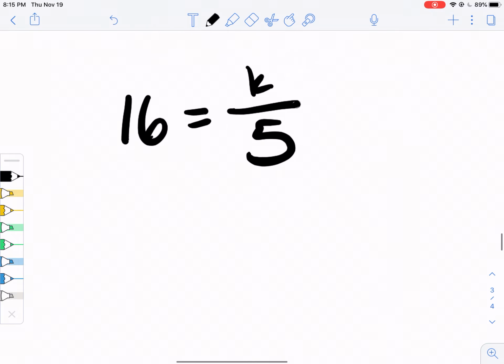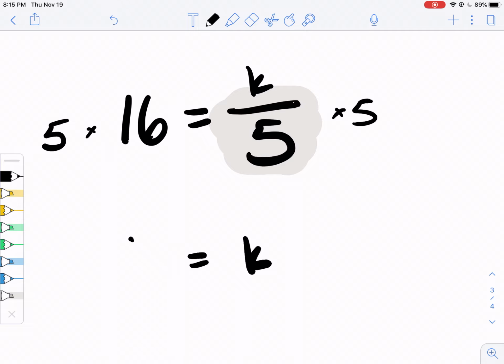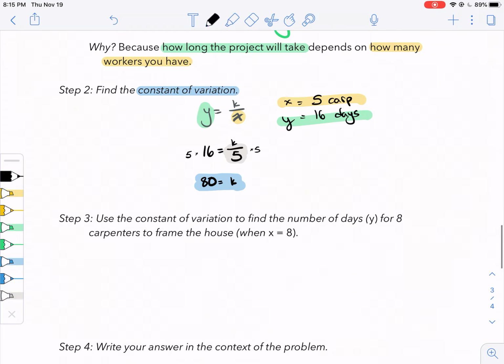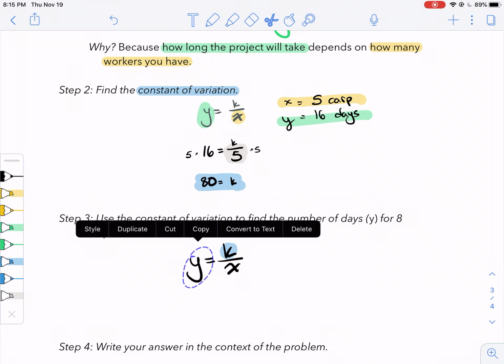To solve for k, we need to multiply both sides by 5. So we get that k equals 80. Does that mean it's going to take 80 days to build this house? No. That means we know the constant of variation. So we can write our formula, y equals k divided by x, but this time k equals 80.